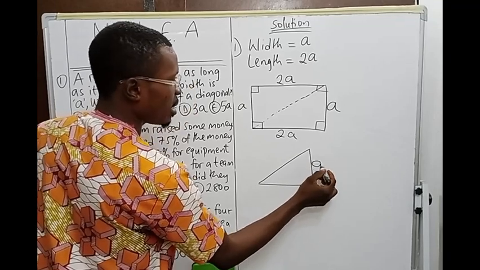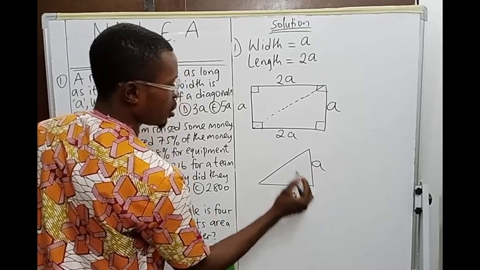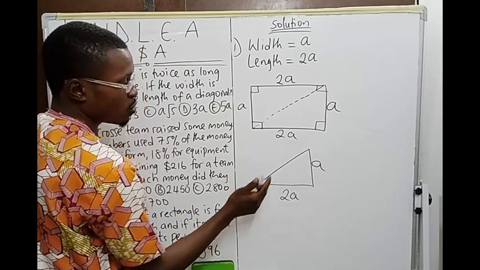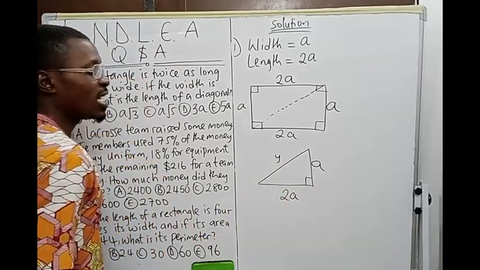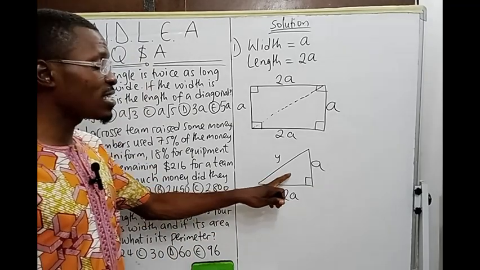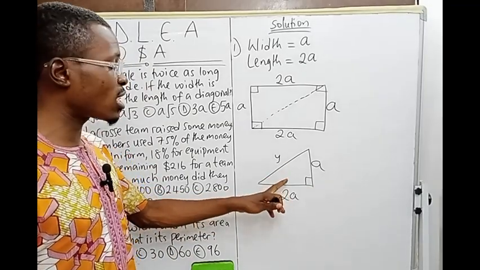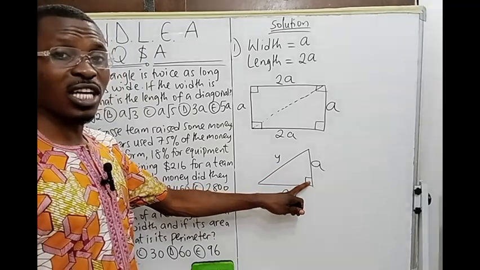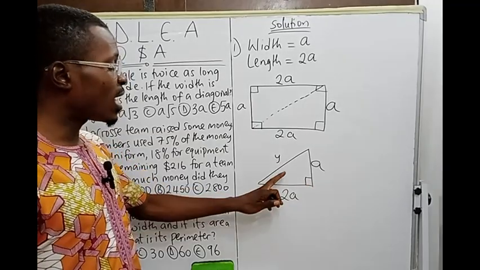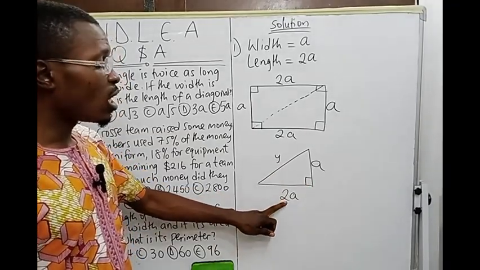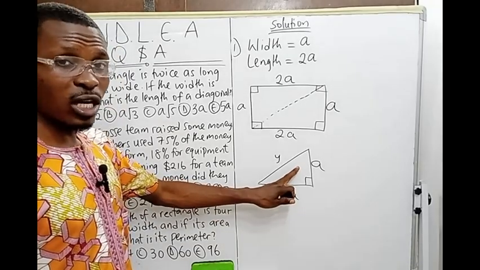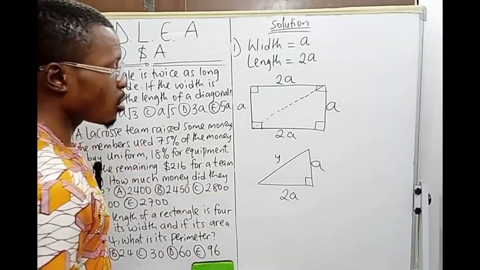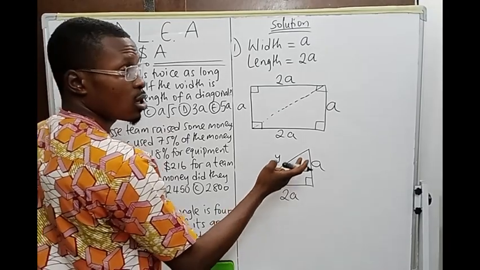Here is A, here is 2A. And for this, what we're looking for, let's make it Y, and have our angle 90. Now, there's a rule we apply on this right angle triangle. A right angle triangle is a triangle in which one of its angles is 90 degrees. Now, there's a rule we apply on a right angle triangle to get a missing side, right?